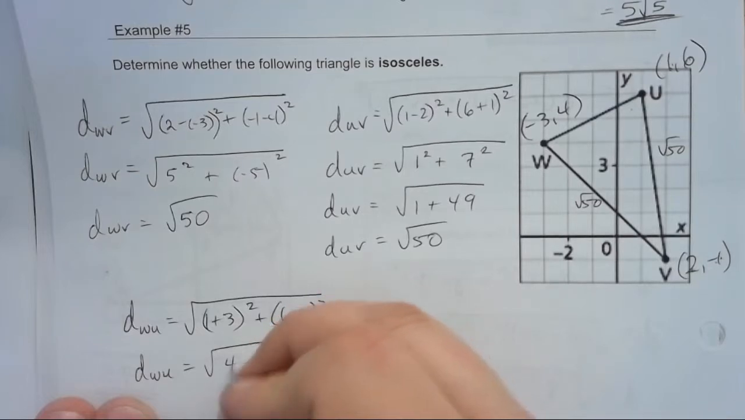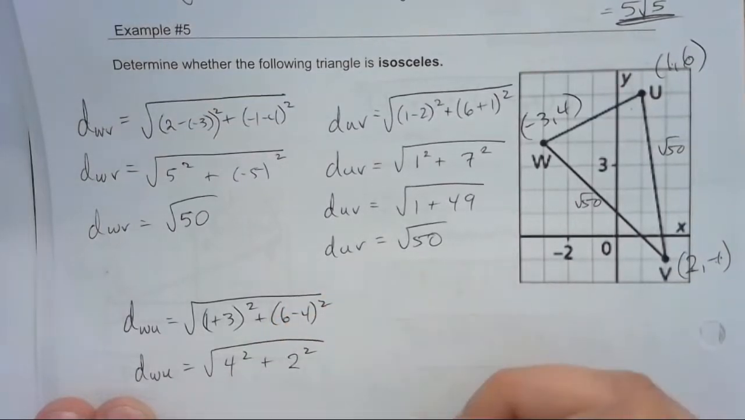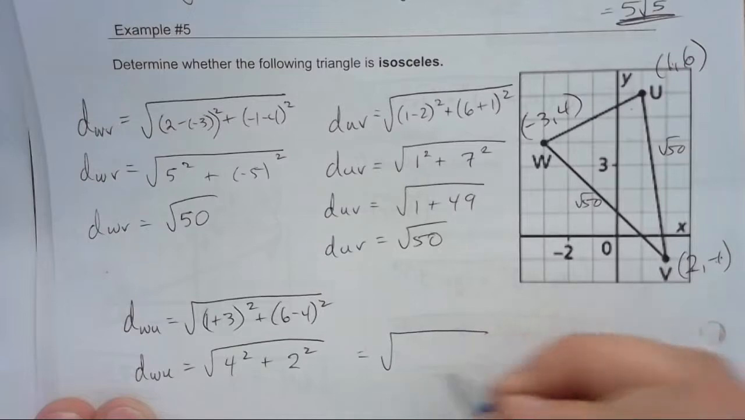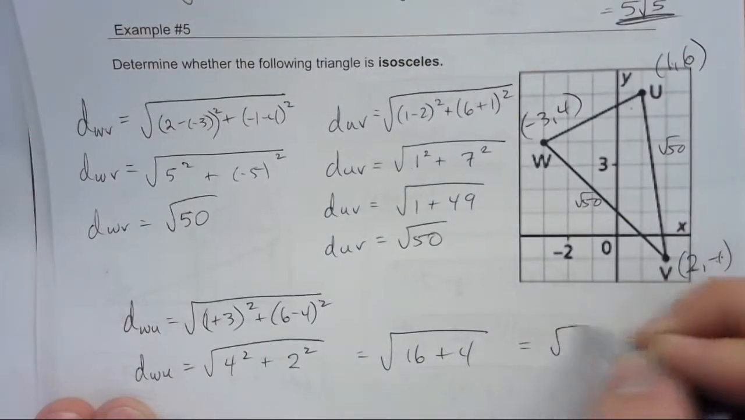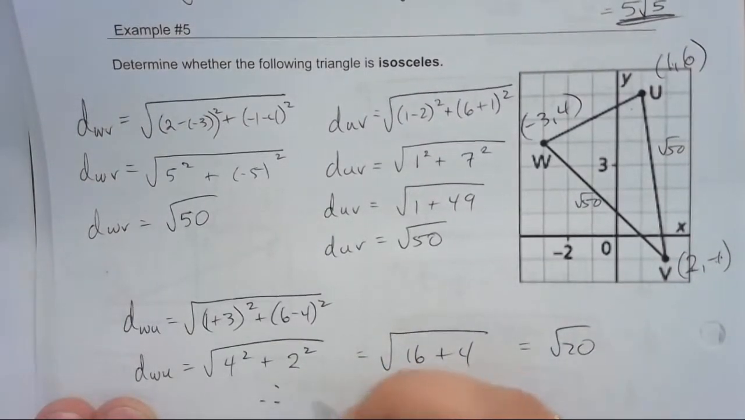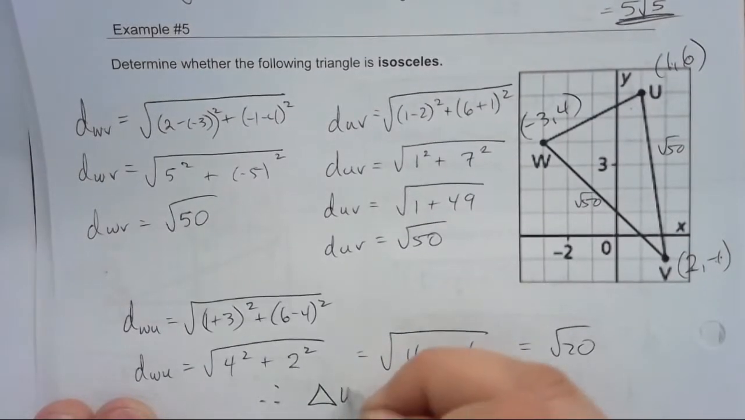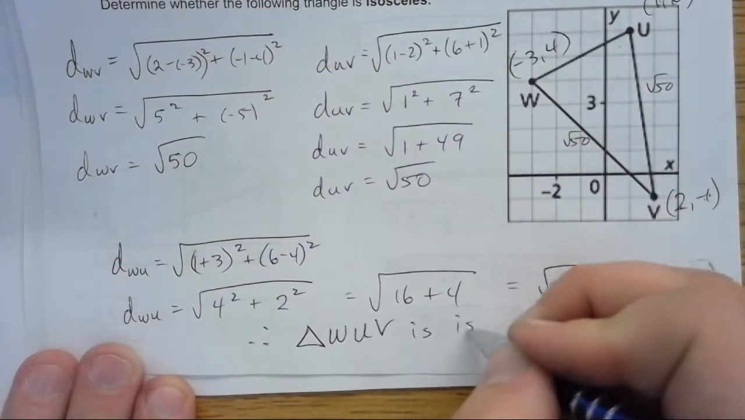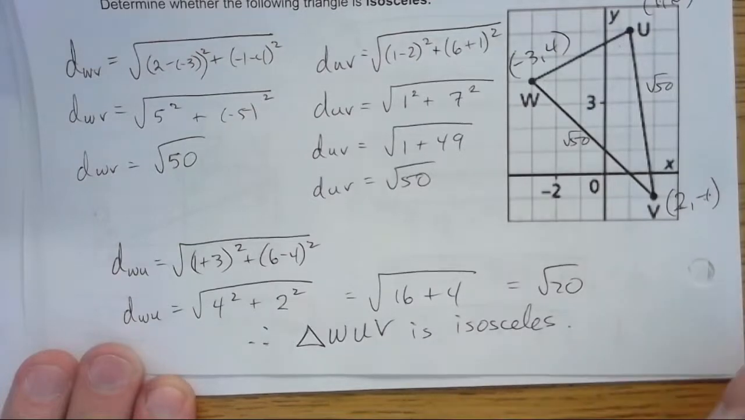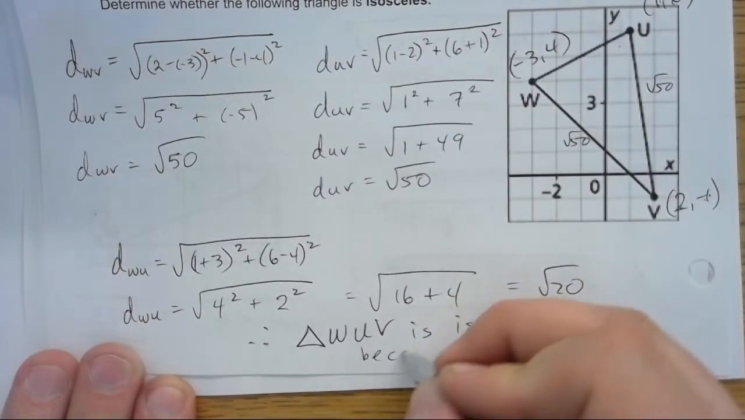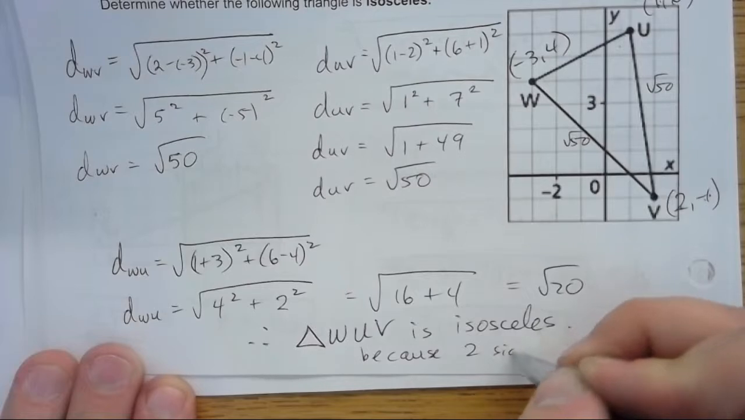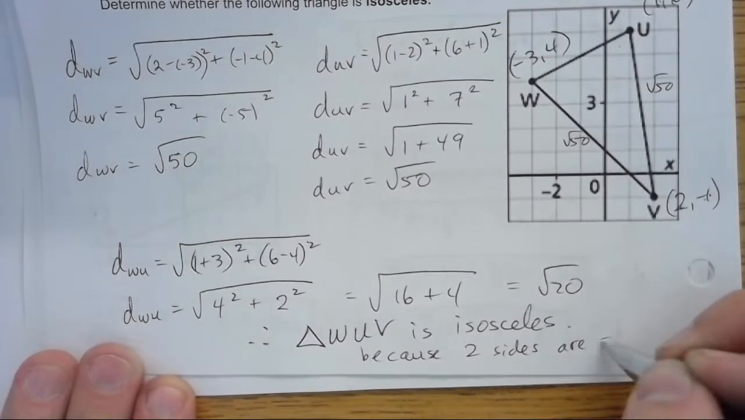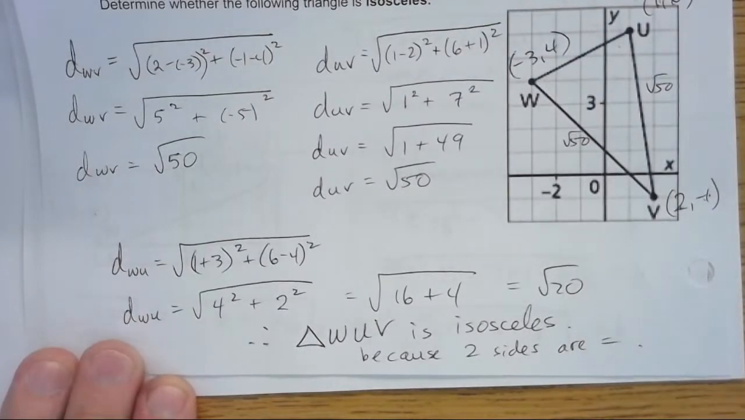That's going to be 4 squared plus 2 squared. Oh yeah, that's nowhere near the root of 50. That's going to be the square root of 16 plus 4. It's the root of 20. Therefore, triangle W, U, V is isosceles. And if I had to say why, because 2 sides are equal and the third side isn't. So there we go. That's the distance formula.